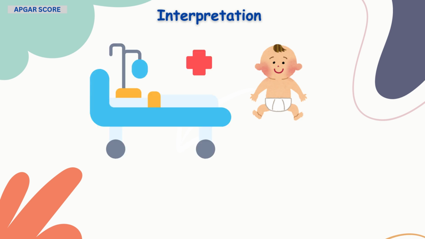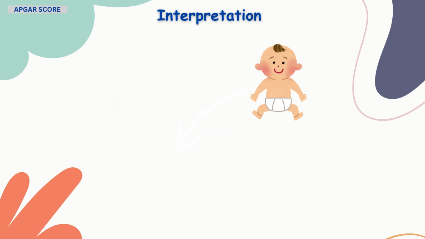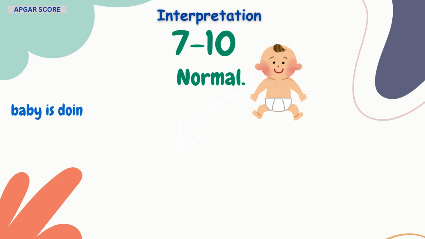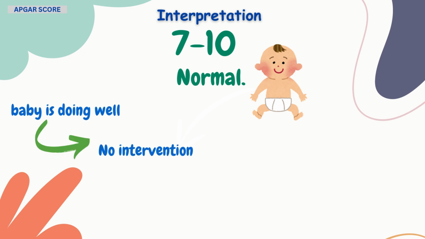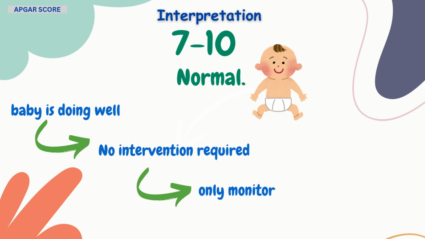Now let's understand the interpretation of APGAR score and the management regime. If the score obtained ranges between 7 to 10, it is considered normal. It suggests that the baby is doing well and there is no need for further intervention. Only monitoring and routine activities can be carried out.